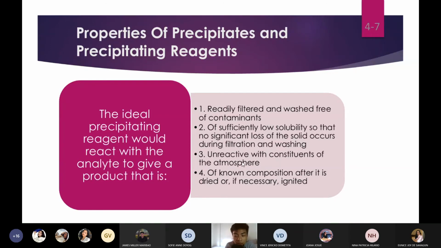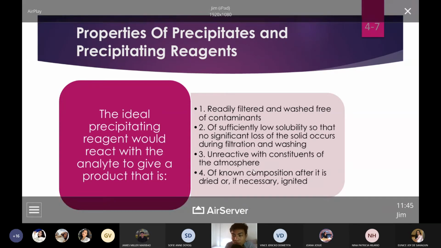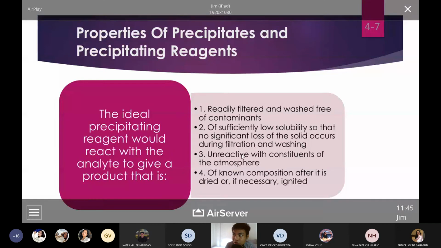Also, it must be unreactive with the air, no? Kasi may mga precipitates na nagre-react sa air. Ang result nun tumataas lalo yung mass. Pangit yon kasi mali yung makukuha mong mass, so mali yung moles na makukuha mo, mali yung percent element na makukuha mo, and so on. Basically, mali na lahat ng nasa-solve mo. So, ayaw mo ng precipitate na reactive with the air. Pwede mo naman i-check yung reactivity ng precipitate mo sa internet. Ginugoogle lang namin yan. We check the MSDS.